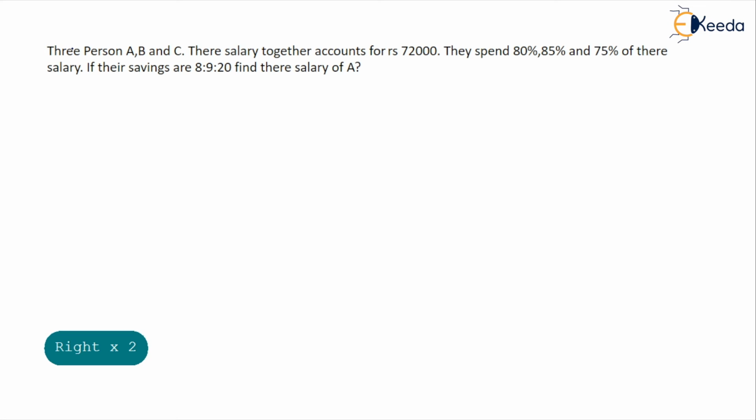Hello students, there is a question that three persons A, B, C, their salary together is 72,000. They spend 80%, 85% and 75% of their salary.